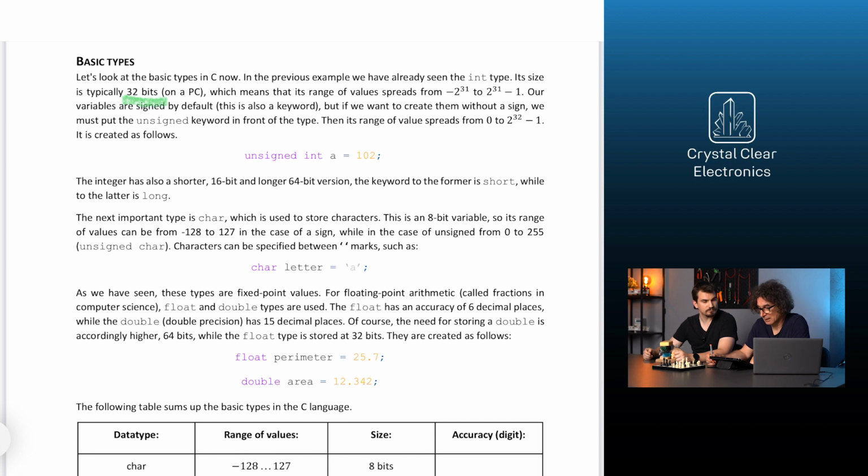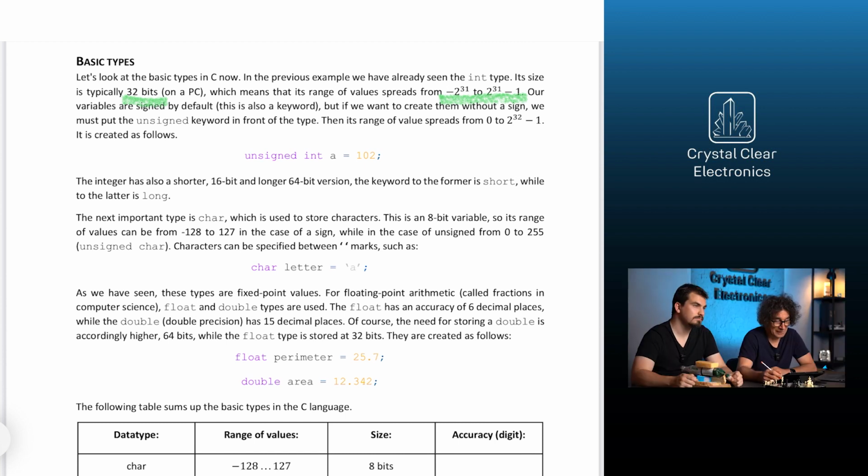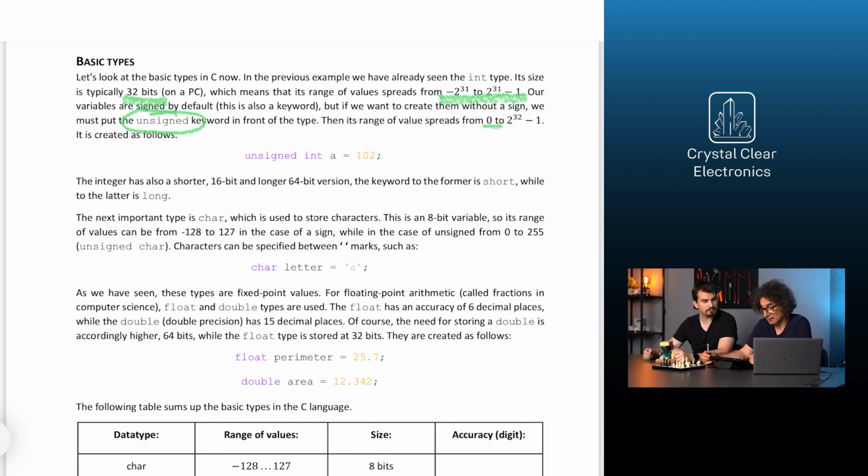Its size is typically 32 bits on a PC, which means that its range of values spreads from -2 to the 31st power to 2 to the 31st power minus 1. Our variables are signed by default, this is also a keyword, but if we want to create them without a sign, we must put the unsigned keyword in front of the type. Then, its range of values spreads from 0 to 2 to the power of 32 minus 1. It is created like this.